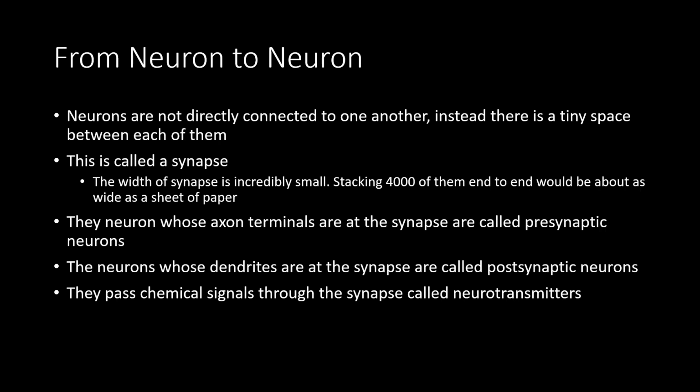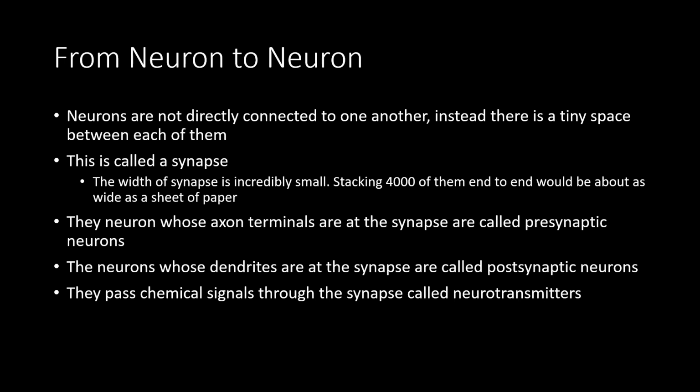Okay, information moving from neuron to neuron. Neurons are not directly connected to one another, and instead there is a tiny space between each of them. This space is called a synapse, and it's unbelievably small. Sometimes you'll see depictions of it in textbooks, and I will show you a picture on the next slide, and people tend to assume it's a little bit larger than it actually is.